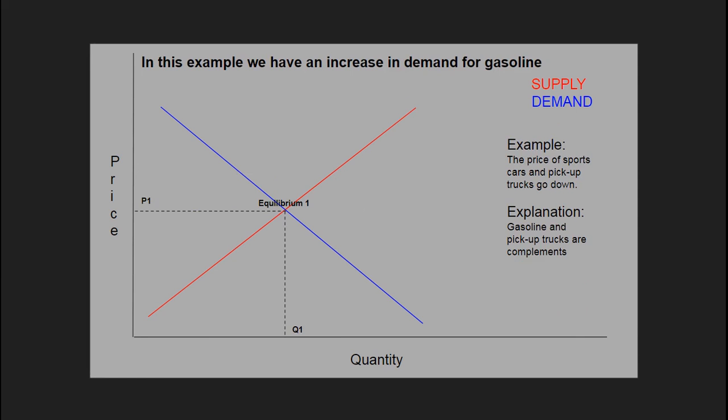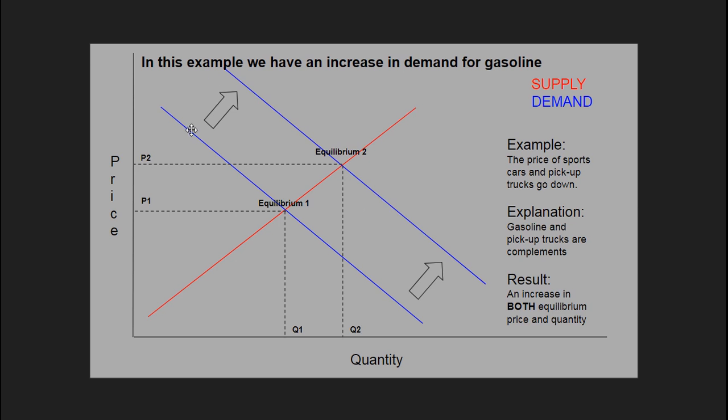So in this example we have an increasing demand in gasoline. For this example, let's say the price of sport cars and pickup trucks, let's say that we get some sort of subsidy, right? Gasoline and pickup trucks are complements. So what happens? Okay, this is what happens. We get an increase in both price and quantity. As you can see right here from P1 to P2, price increases as well as quantity. And then, as you can see, we find a new equilibrium.